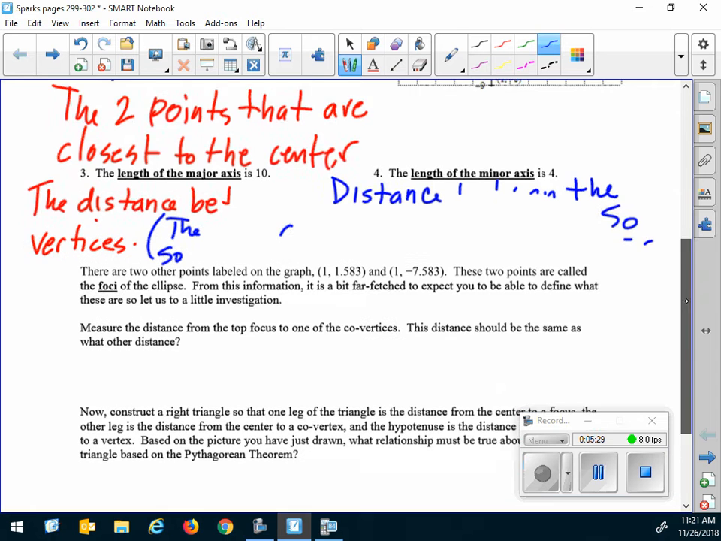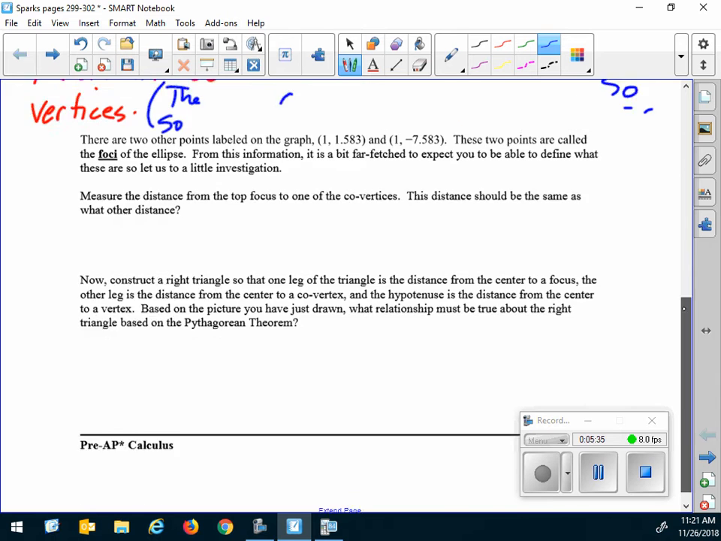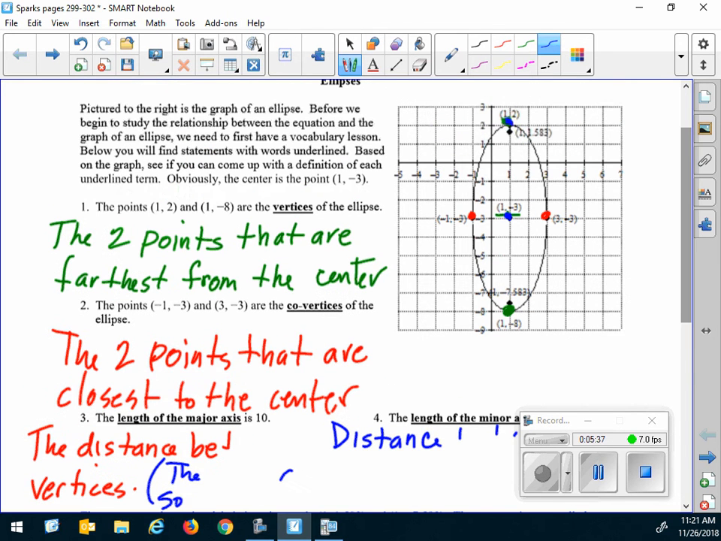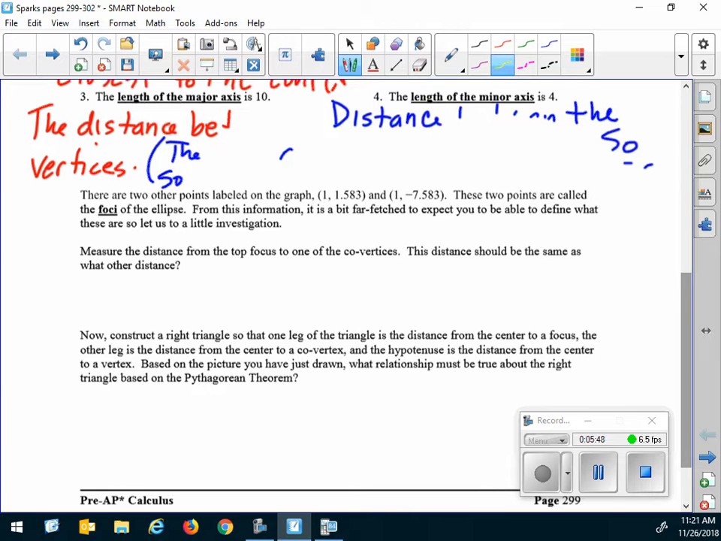Now let's look at this next piece. There are two other points that are labeled on that graph. You see them here and here. These 2 points are called the foci. It's the plural of focus. From this information, it's a bit far-fetched to expect you to be able to define what these are.